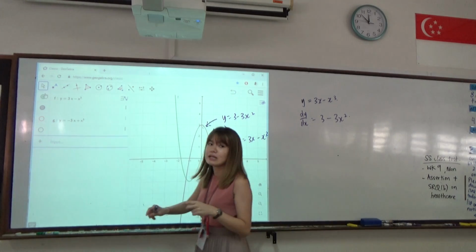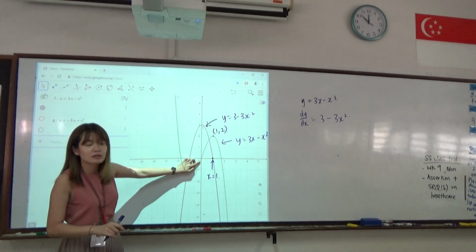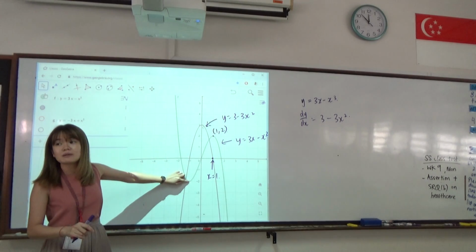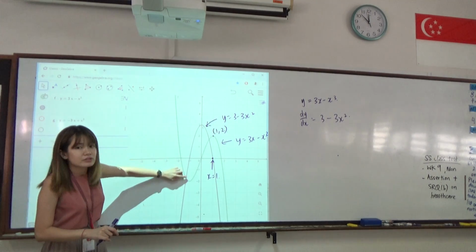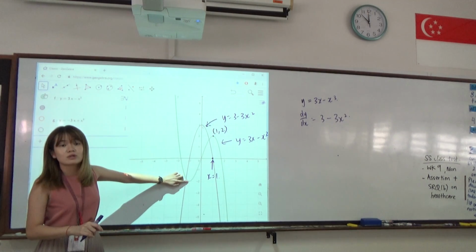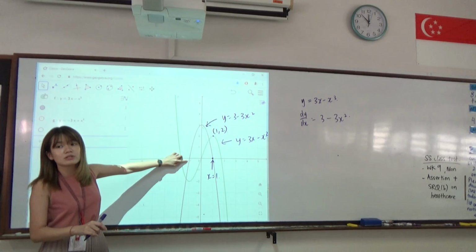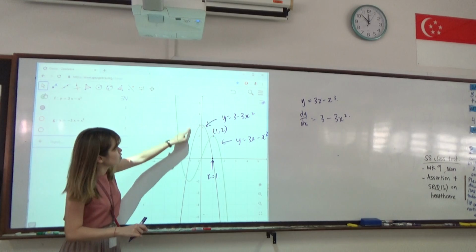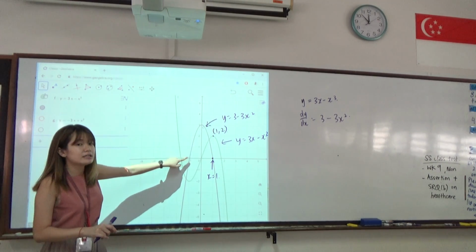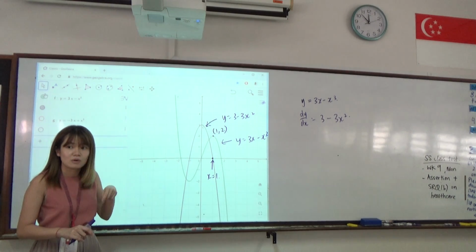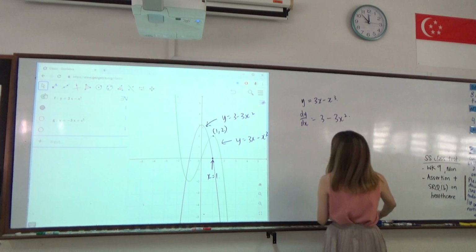Then after that, on the other side of the original curve, we have a minimum point over here. At this minimum point, we know that dy/dx is equal to 0 when x is equal to negative 1. Likewise on the derivative curve, we find that when x equals negative 1, dy/dx is equal to 0. You understand what I'm saying? So what conclusion are we trying to draw over here?